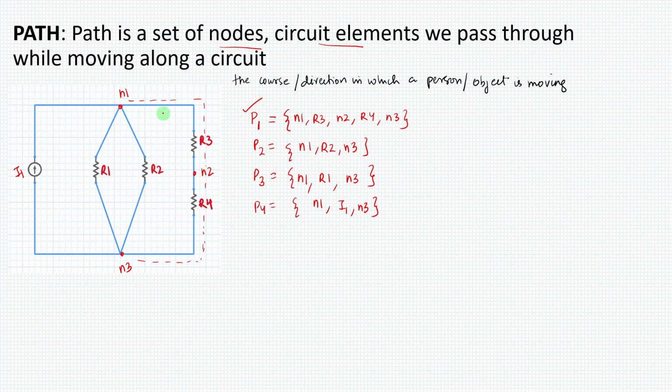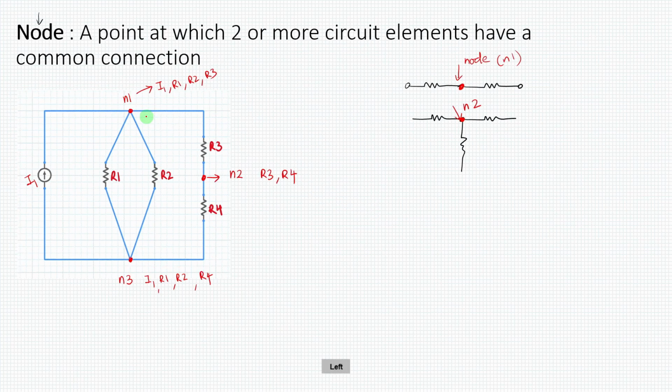Now if you look at the previous diagram, for example, let's take path 1. So we are starting from N1, R3, N2, R4 and N3. We have not reached back N1. So this is the path that I have taken. I have traveled from N1 to N3 through R3, N2 and R4. Okay, so I have not reached the original node which is N1. However, if you move back to that original node, you call that path a loop. That is the definition of loop.